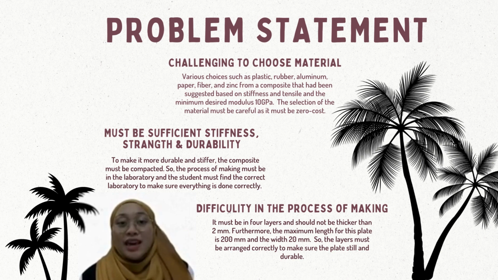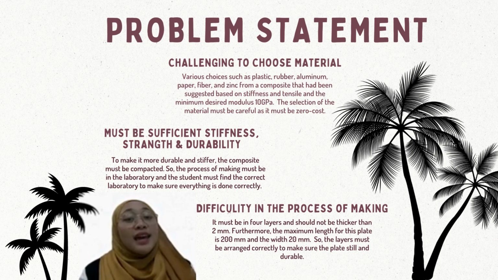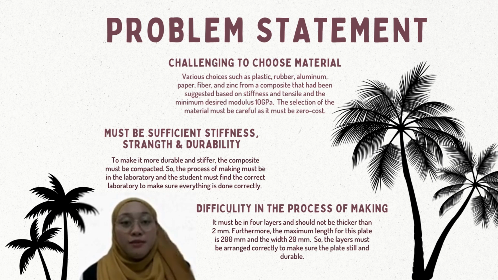Last but not least, it is difficult to make the composite plates as they must have 4 layers and should not be thicker than 2 mm. Furthermore, the maximum length of this plate is 200 mm and the width is 20 mm. So, the layers must be arranged correctly to make sure the plates are stiff and durable.